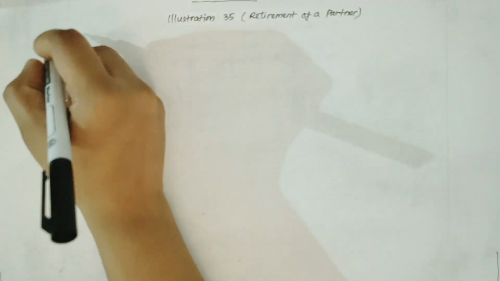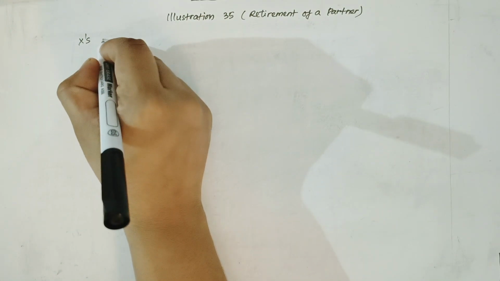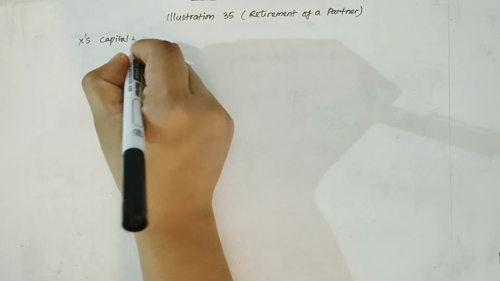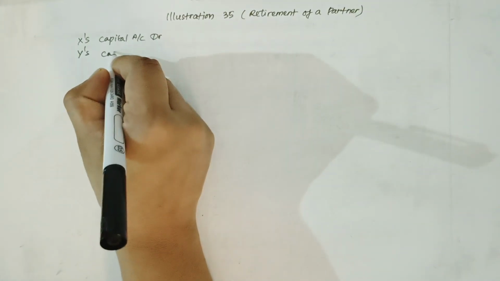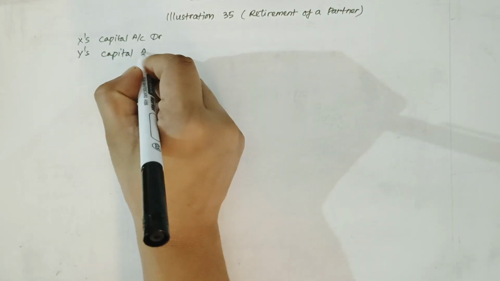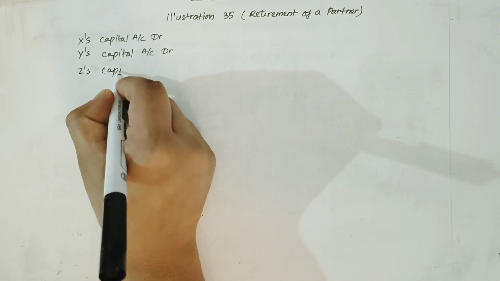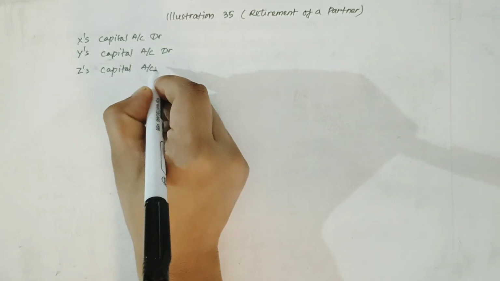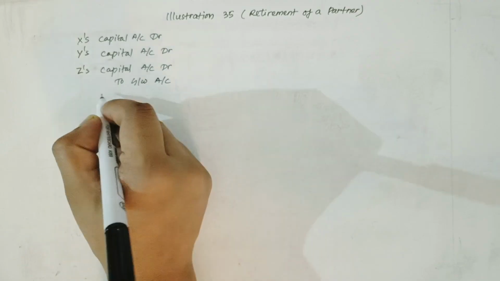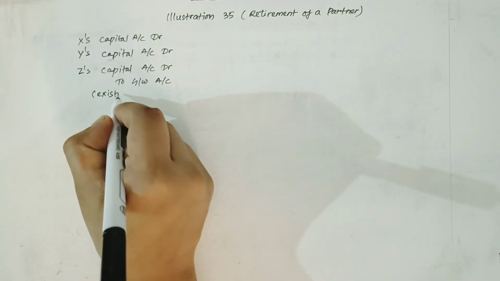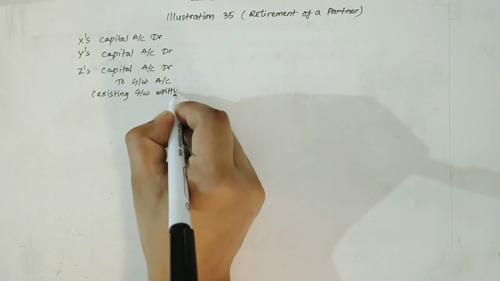The journal entry will be partners capital account debit to goodwill account. So, X capital account debit, Y's capital account debit, Z's capital account debit to goodwill account. Existing goodwill written off.